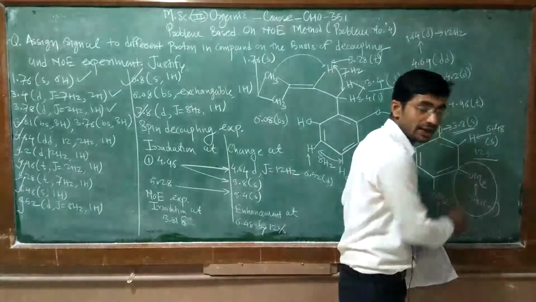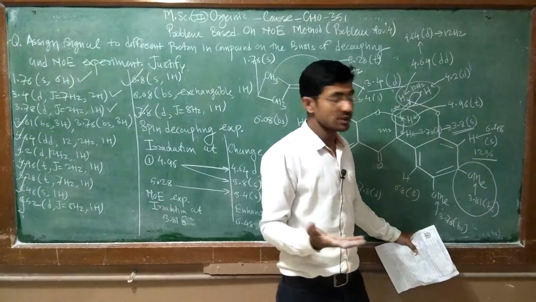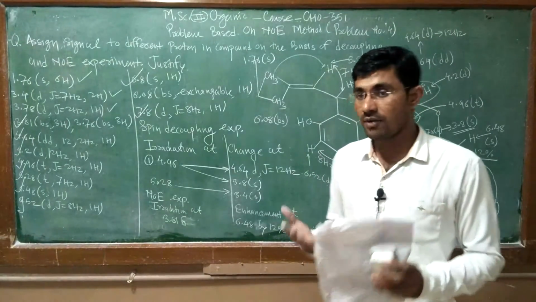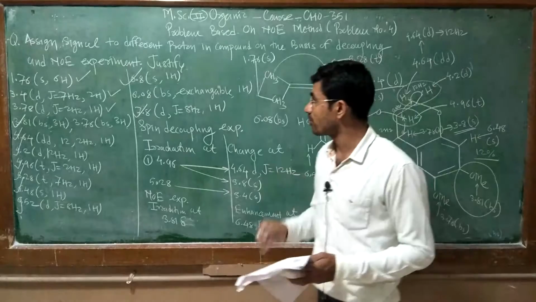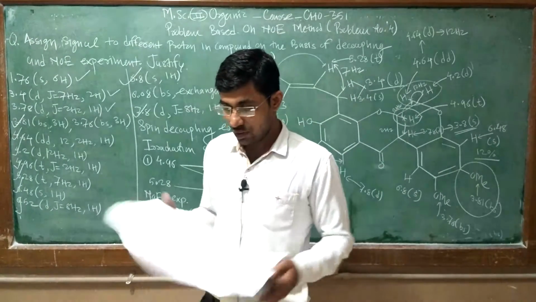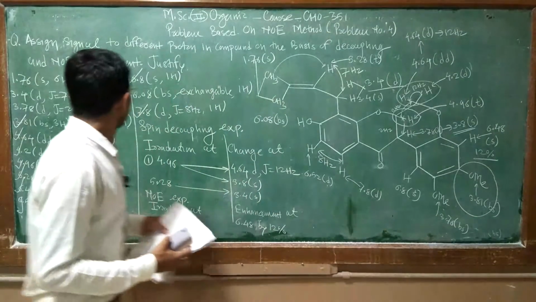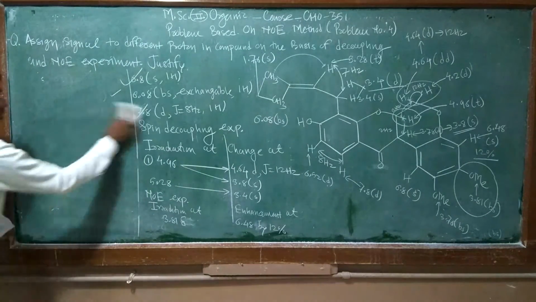3.81, after irradiation this proton signal is enhanced. The signal intensity is enhanced. So from that we conclude that our assignment of signal is correct. In this way we can solve the problem based on NOE. Now we are going to consider the next problem, which is based on the NOE method.